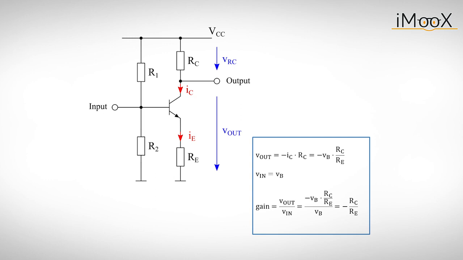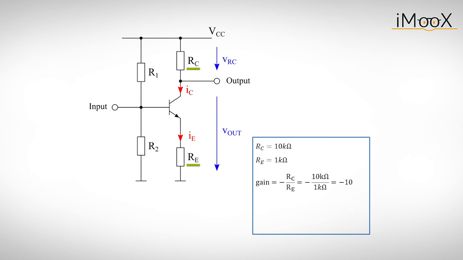We can also define the gain of the circuit very easily. By dividing the output voltage by the input voltage, we get the gain of minus RC divided by RE. Neat, isn't it? We can simply define any gain only by adjusting the values of the two resistors RE and RC. If we use, for instance, 10k for RC and 1k for RE, we get a gain of minus 10.